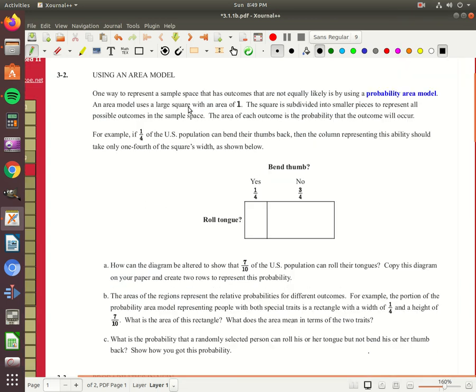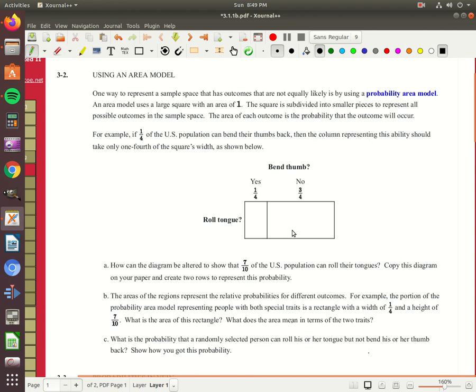Another way to present a sample space that has outcomes that are not equally likely is by using a probability area model. And this is kind of a cool way. An area model uses a large square with an area of 1. The square is subdivided into smaller pieces to represent all possible outcomes of the sample space. The area for each outcome is the probability that the outcome will occur. So for example, if 1/4 of the population can bend their thumbs backward, then the column representing this ability should take only 1/4 of the width. So you can see it's much narrower.